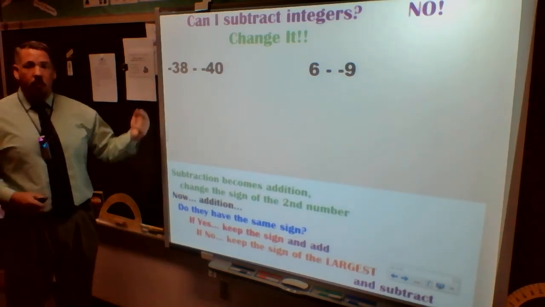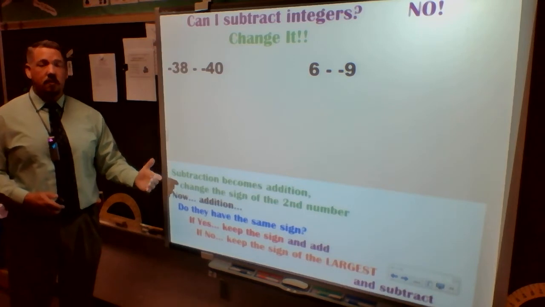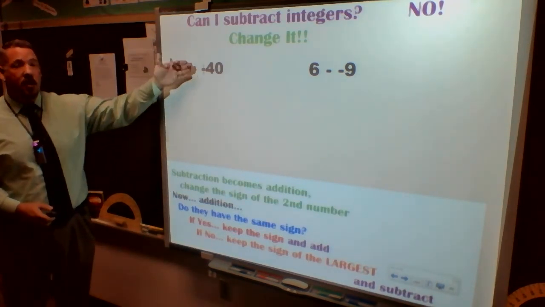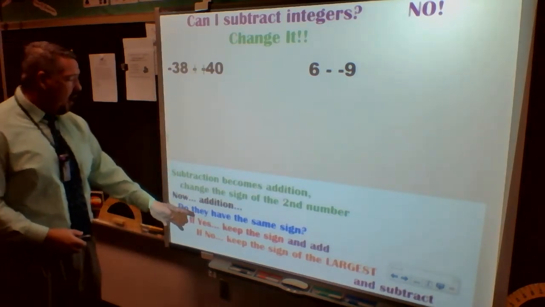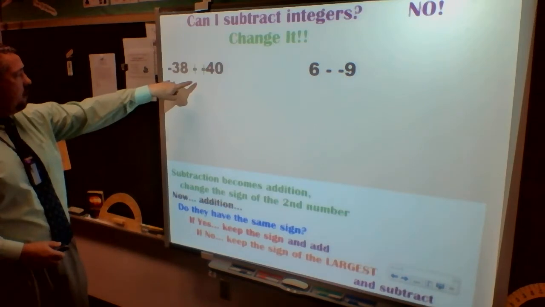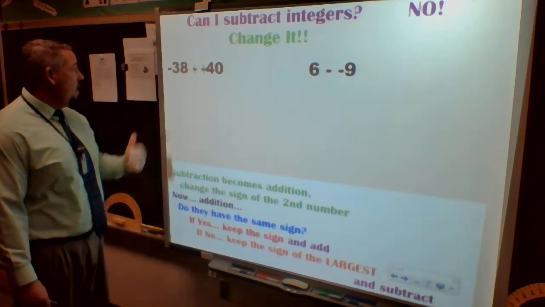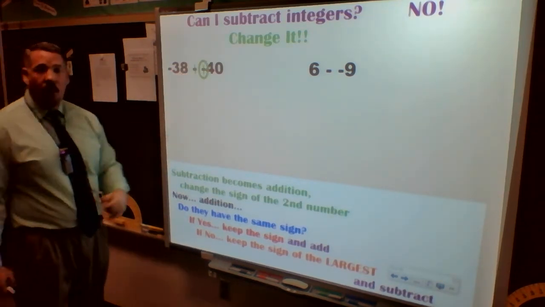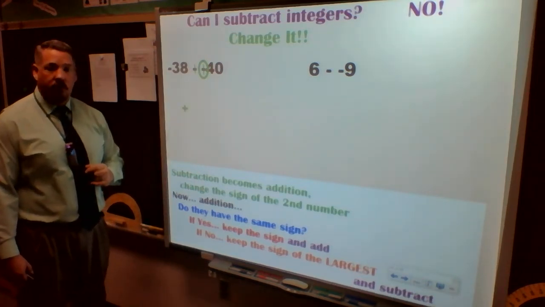Negative 38 minus a negative 40. Can I subtract integers? I cannot. So I'm going to change my subtraction to addition. Change the sign of the second number. Then I ask my questions, I'm adding. Do I have the same sign? I don't. So which one's larger? 40 or 38? Well, 40 is larger, so I know I'm going to keep that sign, and now it's a positive number. So I know my answer is going to be positive.